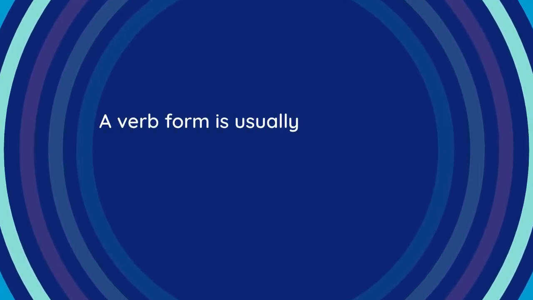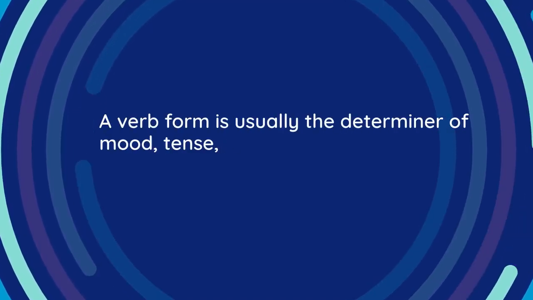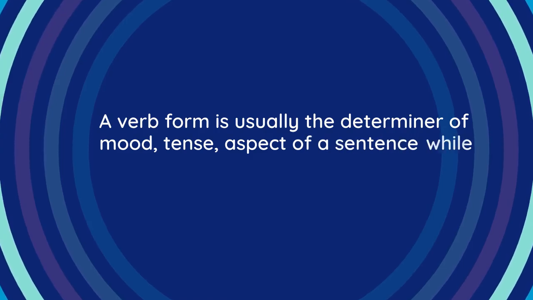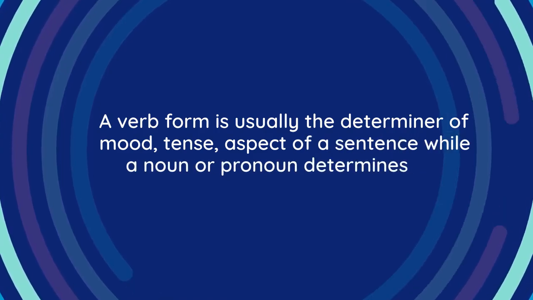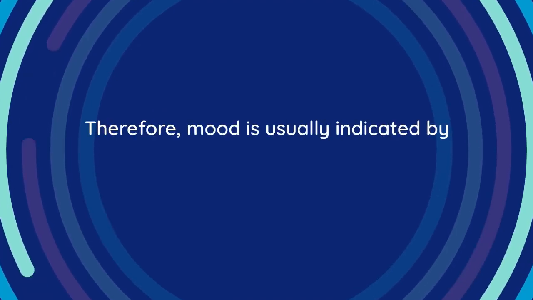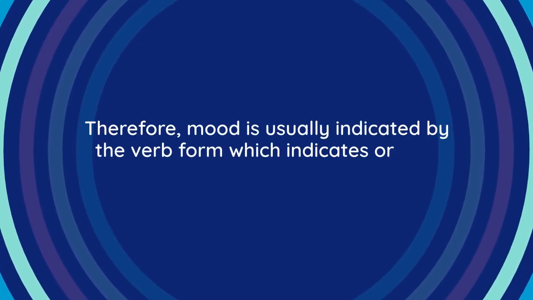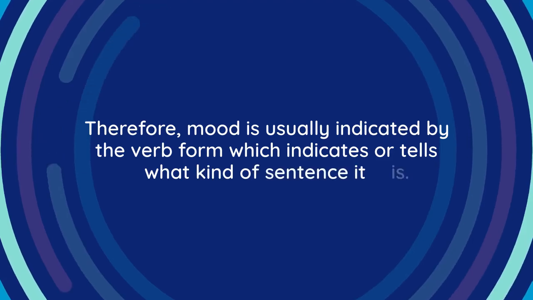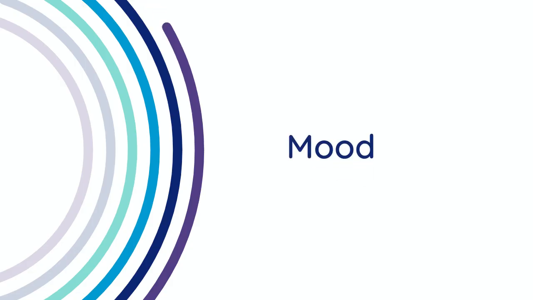Okay, please note, a verb form is usually the determiner of mood, tense, and aspect of a sentence, while a noun or pronoun determines the number in a sentence. Therefore, mood is usually indicated by the verb form, which tells what kind of sentence it is. We have 3 different kinds of mood in a sentence: the indicative mood, the imperative mood, and also the subjunctive mood.